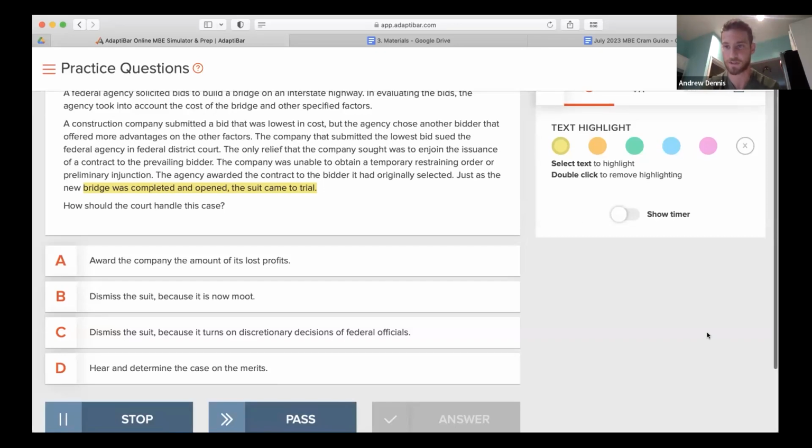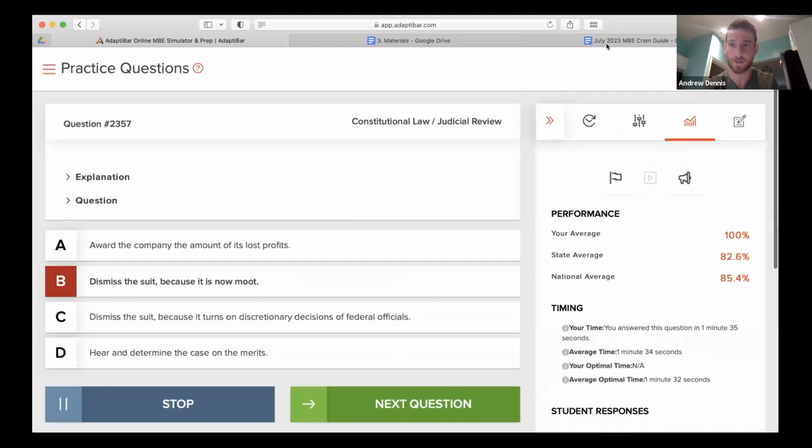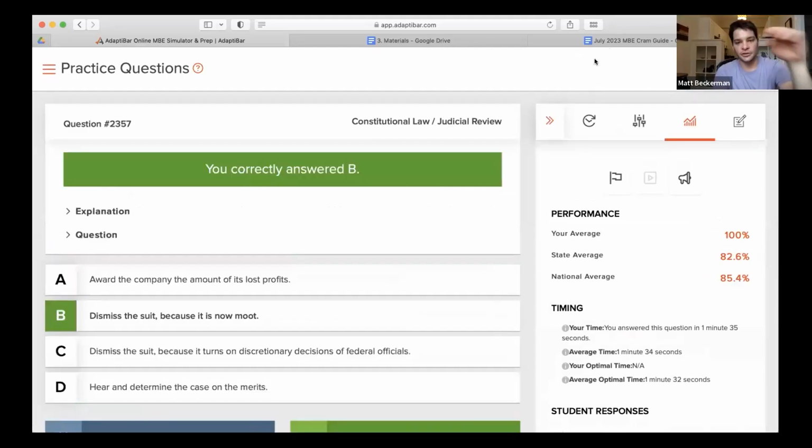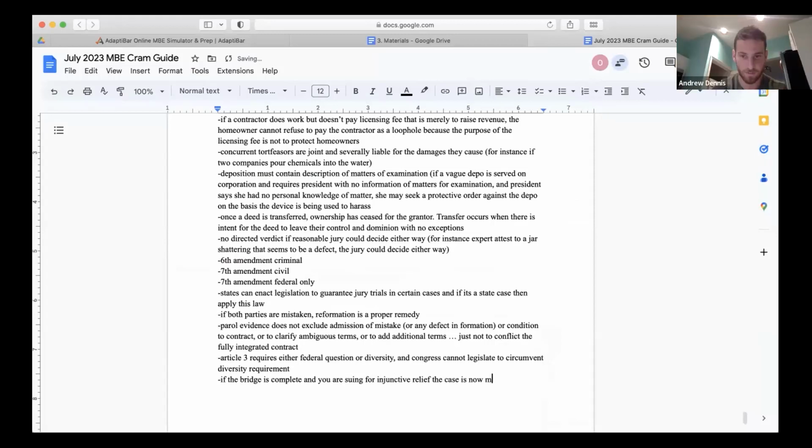The class seems to be in total alignment here. And for the first time ever, we have total alignment, right? That this is definitely moot, right? Because the bridge was completed. Once the bridge was completed, there's nothing to sue on. So B is right. If the company had sued for damages, then it wouldn't have been moot. But because it's only suing for injunctive relief and the bridge is already completed, there's nothing the court could do. It was already over. The case is now moot and you cannot sue, right?